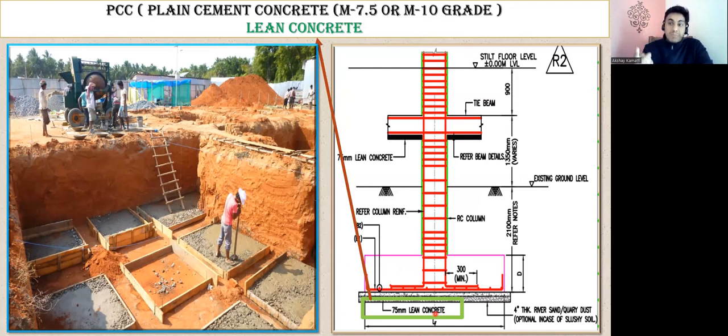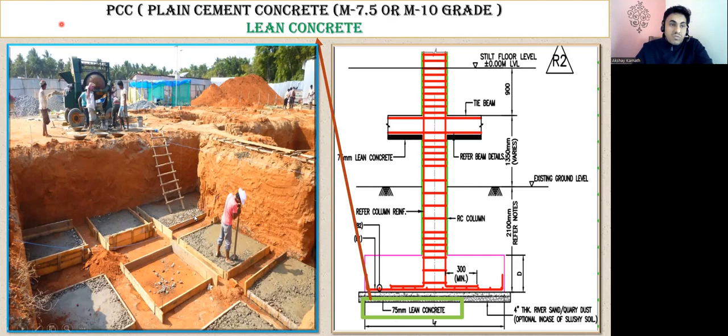Some people call this bed concrete. Again, it's the same thing. You can call it PCC, lean concrete, plum concrete, or bed concrete. All are one and the same. So what is written? 75 mm you have to give. That is the thickness of that. 75 mm comes out to be 3 inches.